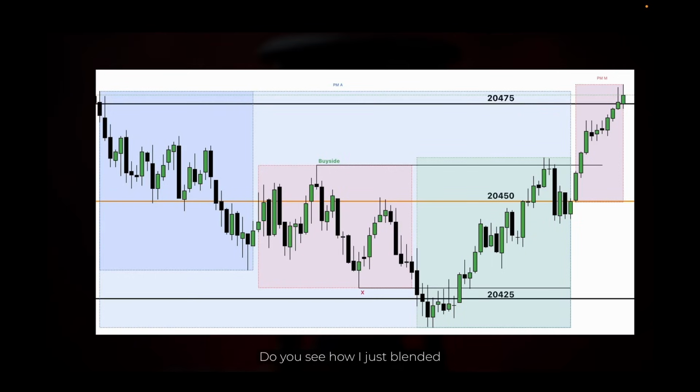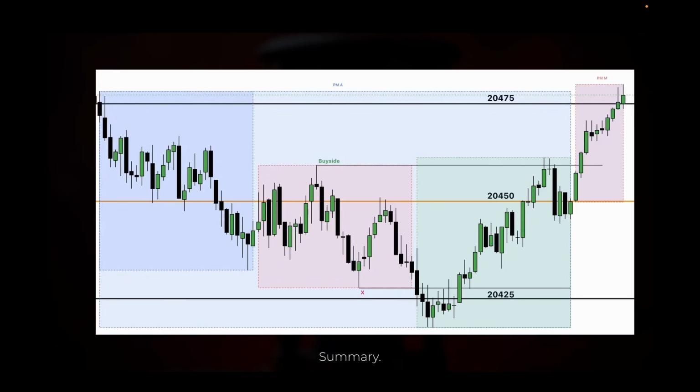Do you see how I just blended everything with each other? This whole lecture? Yep. Beautiful, isn't it? We see the market expand towards the upside and it's drawn towards the 20,475 price level. And that is the trade idea done.